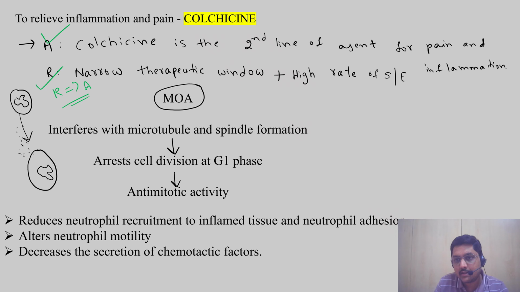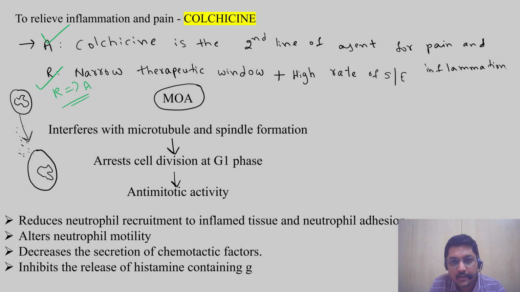Okay, one more interesting thing which colchicine can do is it even inhibits the release of histamine-containing granules from these mast cells. Mast cells should release histamine, right? This release will be inhibited, right?